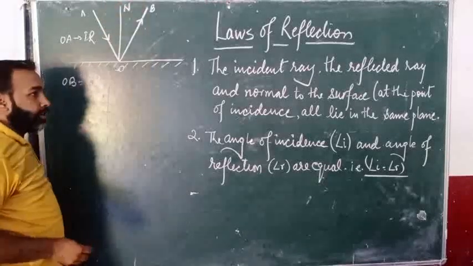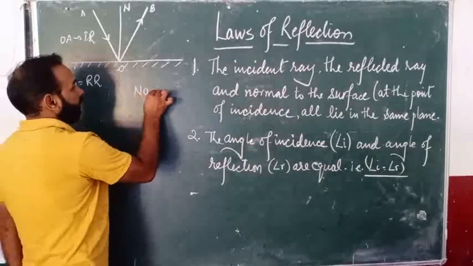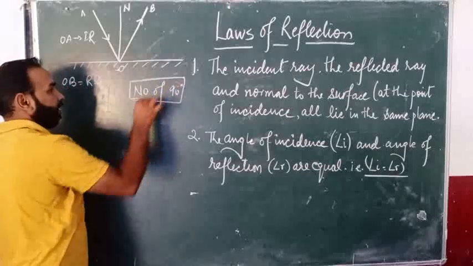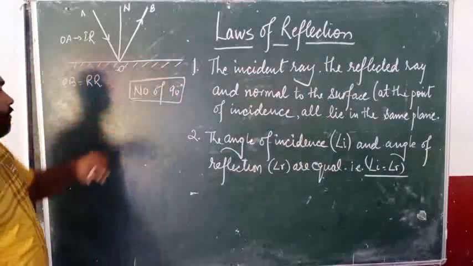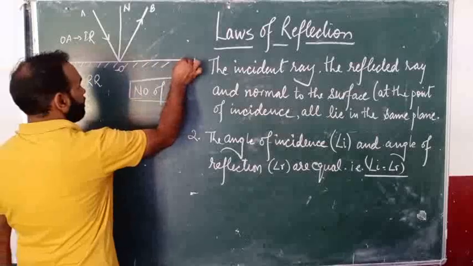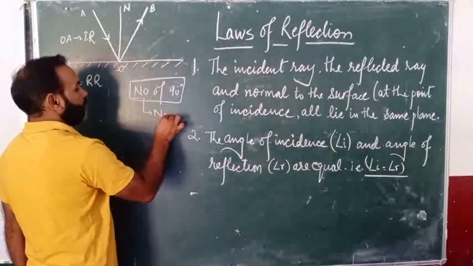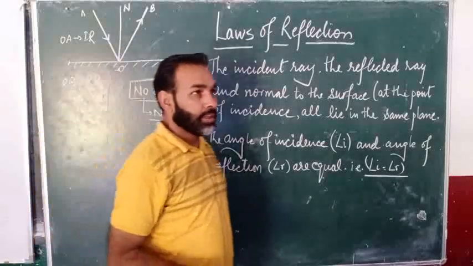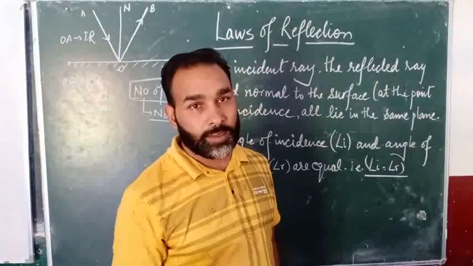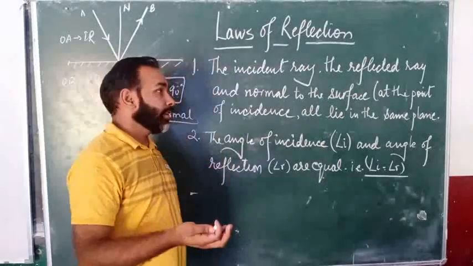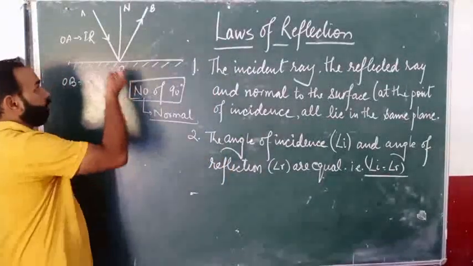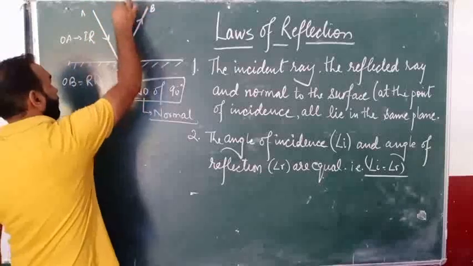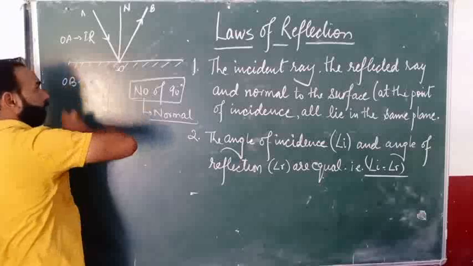This line NO will make an angle of 90 degree with the surface. An angle of 90 degree it will form with the surface. Therefore, it is known as normal. इसी को हम क्या बोलते हैं? Normal बोलते हैं. Normal line का मतलब ये हुआ, automatically you can assume that the line will make an angle of 90 degree with the surface. So that is called a normal. So these three things, that is incident ray, reflected ray and normal to the surface at the point of incidence.